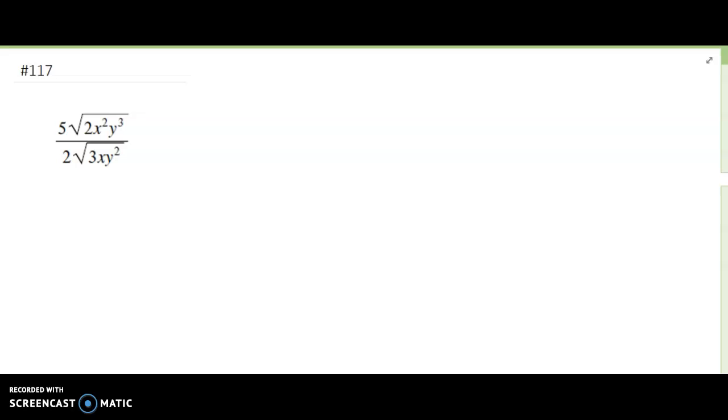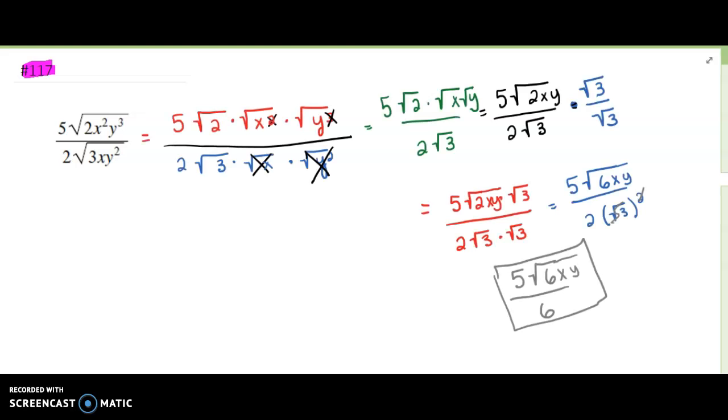All right, I want you to go ahead and try to do this one on your own, and then we will go over it. All right, if you did this, you should have gotten 5 square root of 6xy over 6.